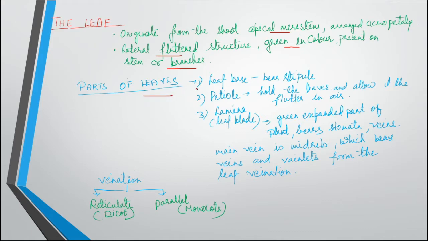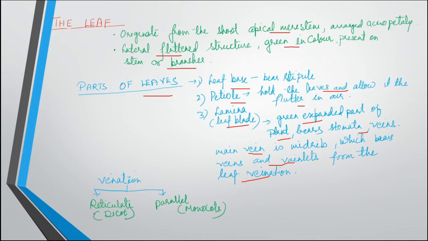Different parts of leaves are the leaf base, which bears stipules, from where they arise from the branches. Then petiole, which holds the leaf and allows it to flutter in air. Then lamina or leaf blade, which is the green expanded part of the plant and bears stomata and veins. The main vein is known as midrib, and which bears the veins, their branches, that is veinlets, and all of these collectively form the venation of the leaf.